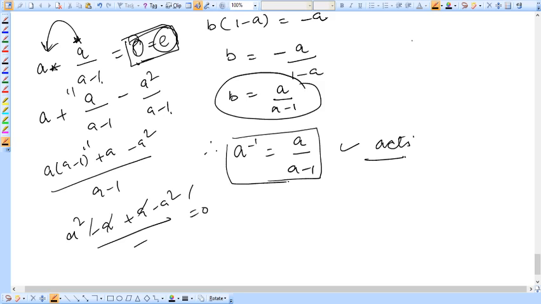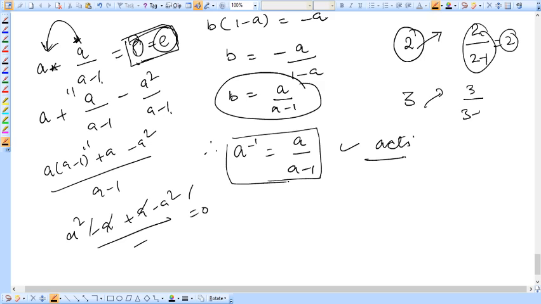For example, give me some number, 2. What is the inverse of 2 in this case? In this case, the inverse of 2 would be 2 by 2 minus 1, which is equal to 2 again. That is, 2 is the inverse of itself, right? If you give me 3, then the inverse of 3 would be 3 by 3 minus 1, which is equal to 3 by 2, right? That is, if we operate 3 and 3 by 2, it gives 0, right?